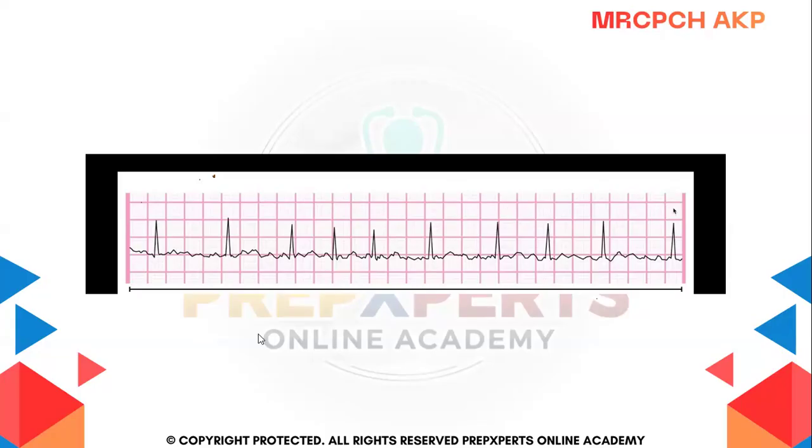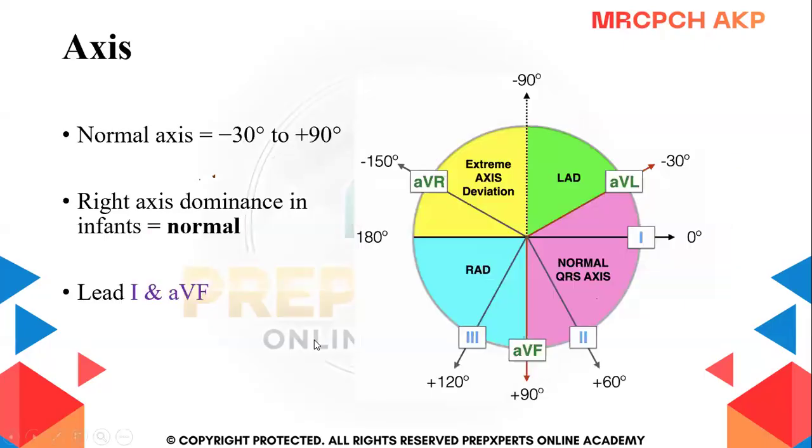Now let's go to the next step. Now we go to the axis. Axis is easier than rate and rhythm. Okay. So for your information, you should know that the normal axis of the heart lies between minus 30 degrees to plus 90 degrees. That is from this part to this part. Okay. And we check the axis in lead 1 and AVF. So you should memorize this part as well.